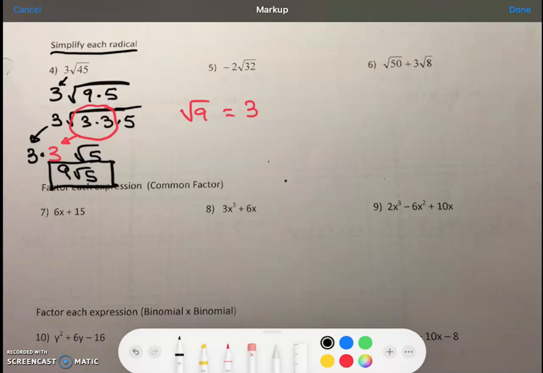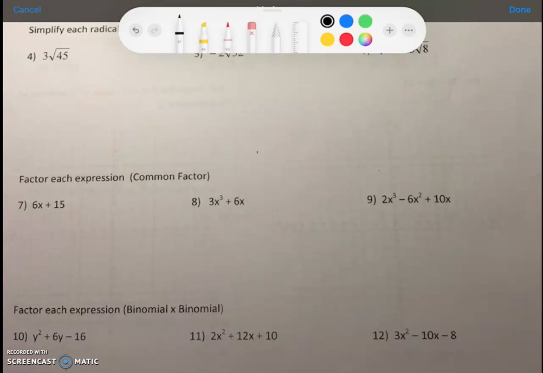So try 5 and 6 now. Moving on through 7 through 12 here, this is the factoring. And there's 2 versions of factoring. 7 through 9, you look for a common factor. And then we'll talk about 10 through 12 again.